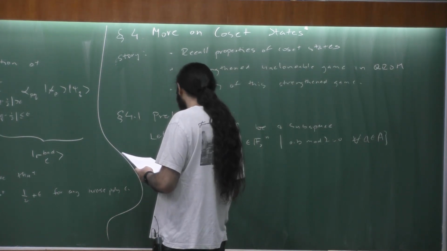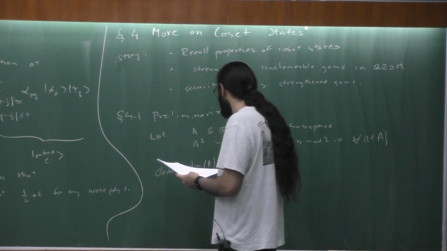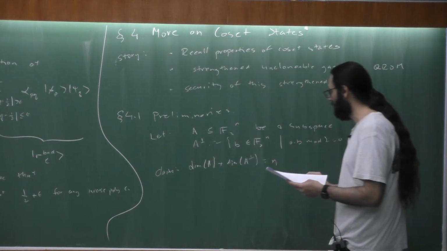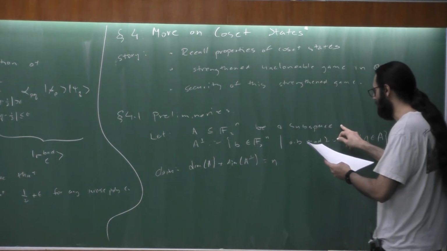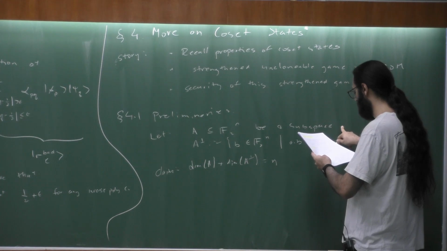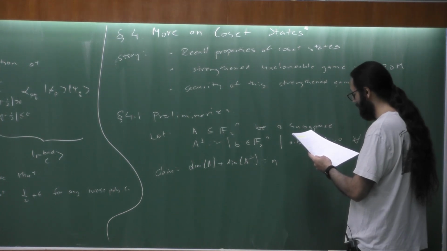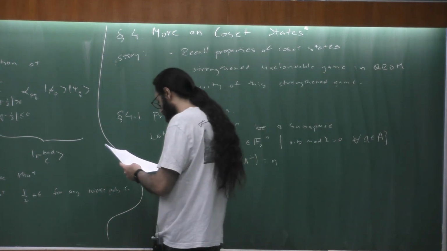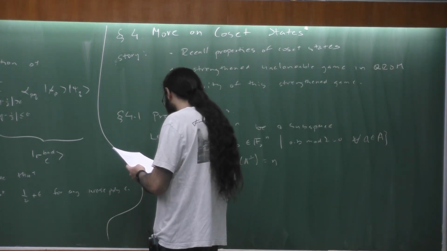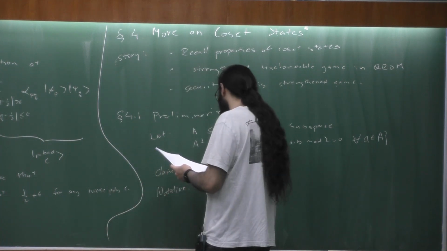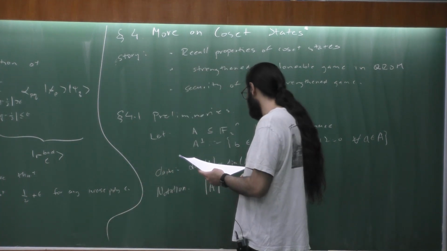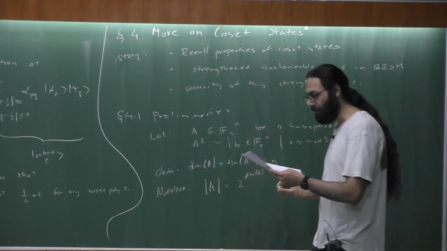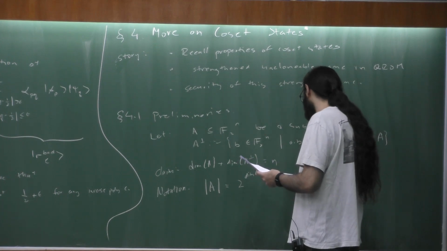Then there's a claim that the dimension of A plus the dimension of A perp is going to be n. Maybe I should have written a subspace. Okay, and then notation. We'll use this to say how many elements A has, that's the size of A, which would be 2 to the dimension of A, right? So this denotes the size of A.